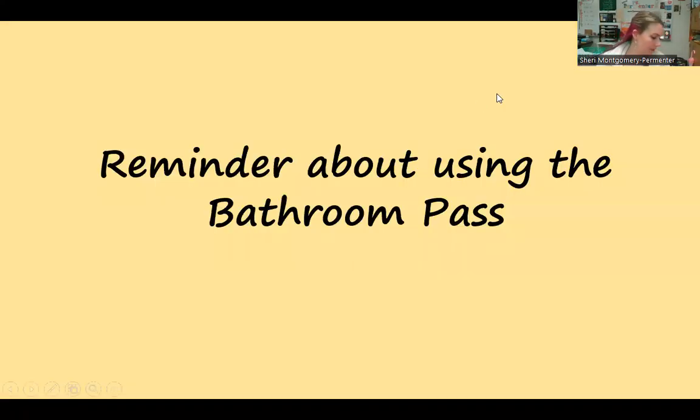This is a reminder about the bathroom pass. If you need to use the restroom, that is fine, but you need to write your name and the time that you left on the backboard.